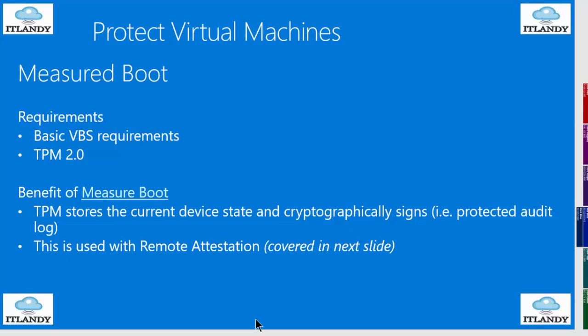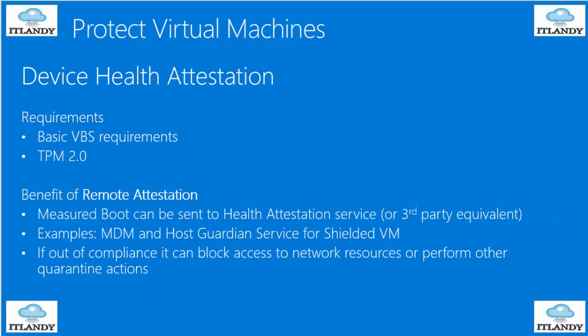TPM stores the current device state and cryptographically signs it, and will audit the logs, and this is used with remote attestation, which is covered next basically. And this is a similar requirement to the previous one, and gives me sort of a health check, and does integrate with MDM and Host Guardian to shield the machines and to make sure they are compliant with our requirement. If out of compliance, it can block access to the network and prevent it from accessing our environment, and then it's shifted to quarantine to take action against it.